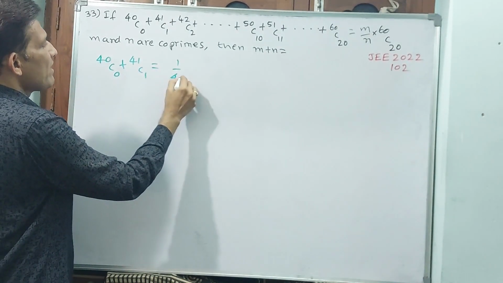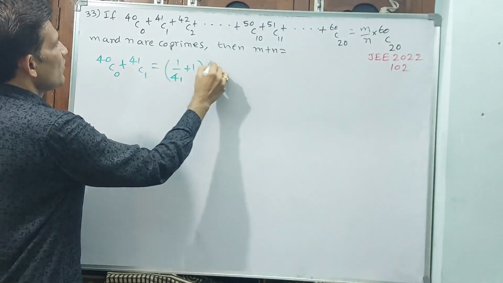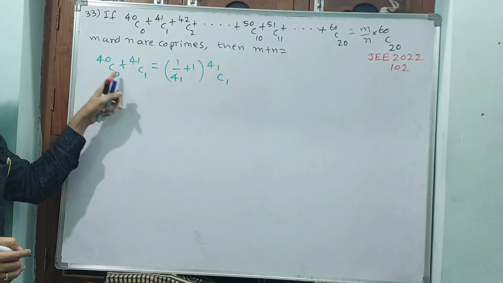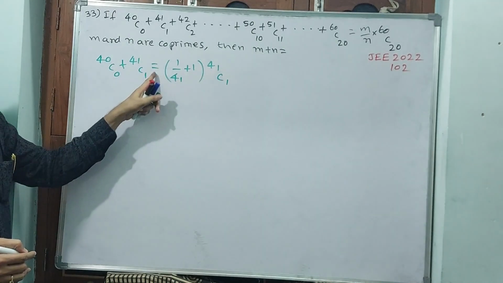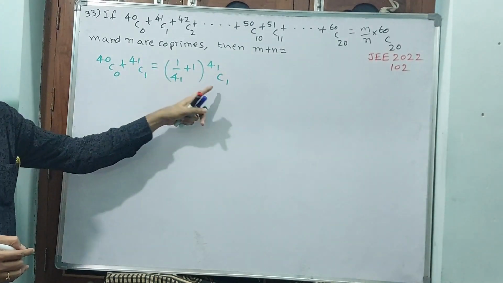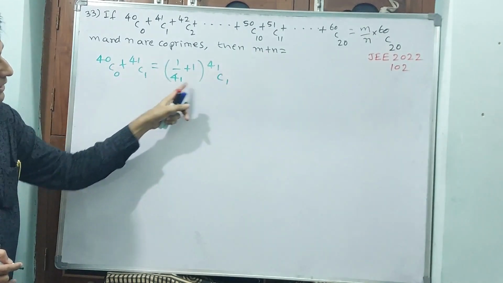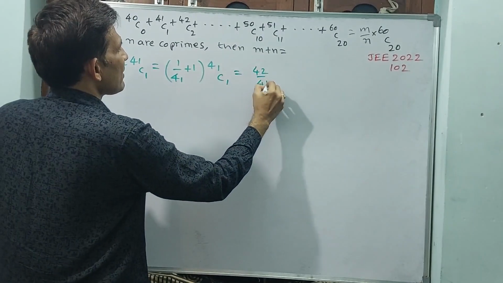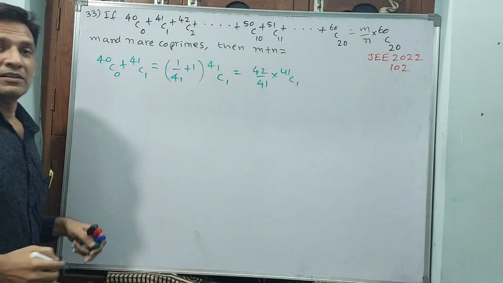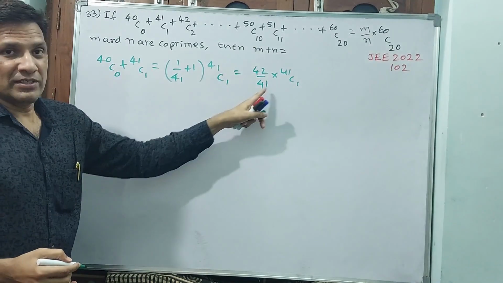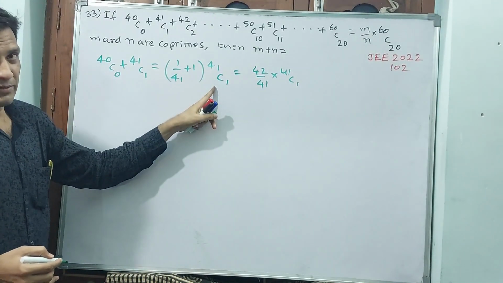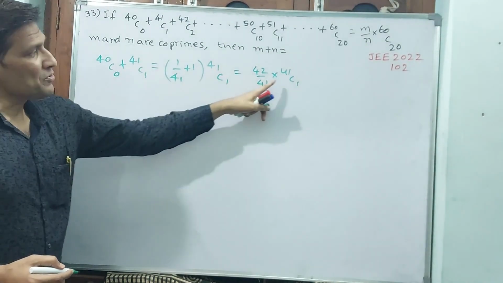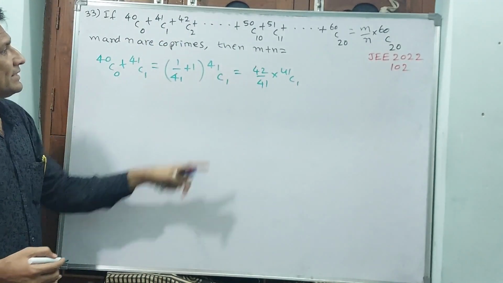1 by 41 plus 1 into 41C1. What I have written: 40C0 plus 41C1 together I have written like this. Now see, 2 terms have become 1 term. You may say, sir, if you multiply, 2 terms will come. No, see what I want to do: 1 plus 41, that means 42 by 41 into 41C1. Now it has become only 1 term. This is a coefficient, this is 1 term only. If you multiply, 2 terms will come, that is also correct, but now with 1 coefficient, that means 1 term, we have made this.